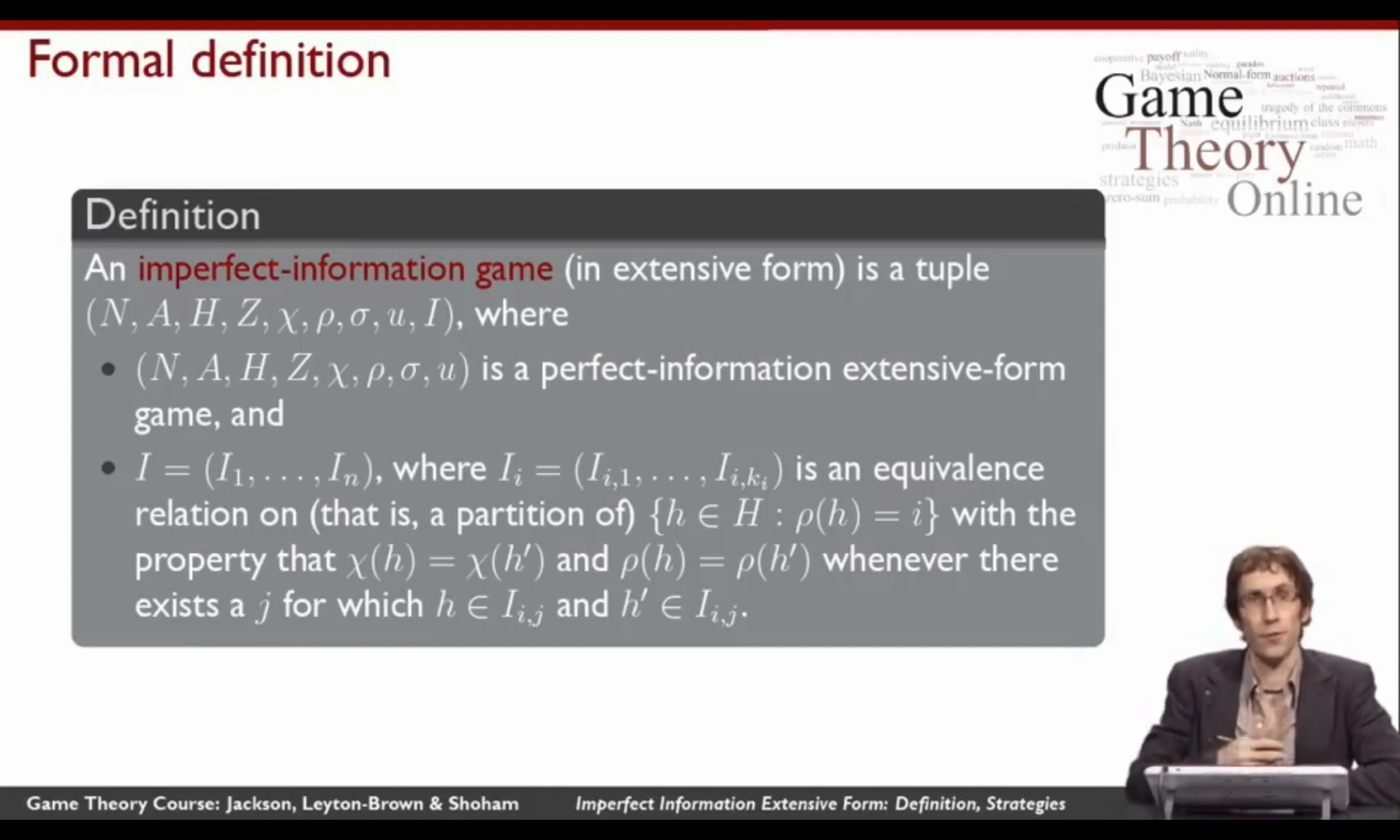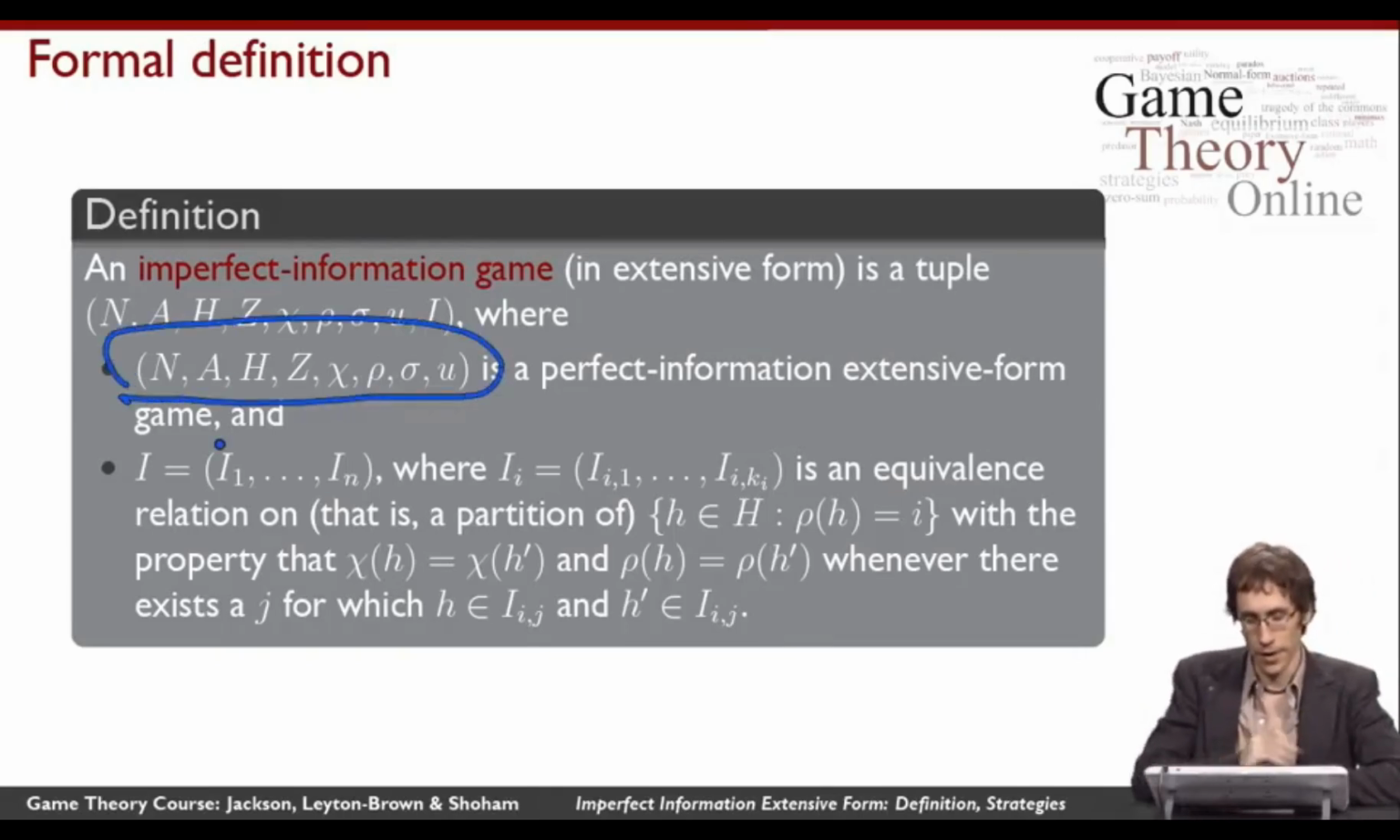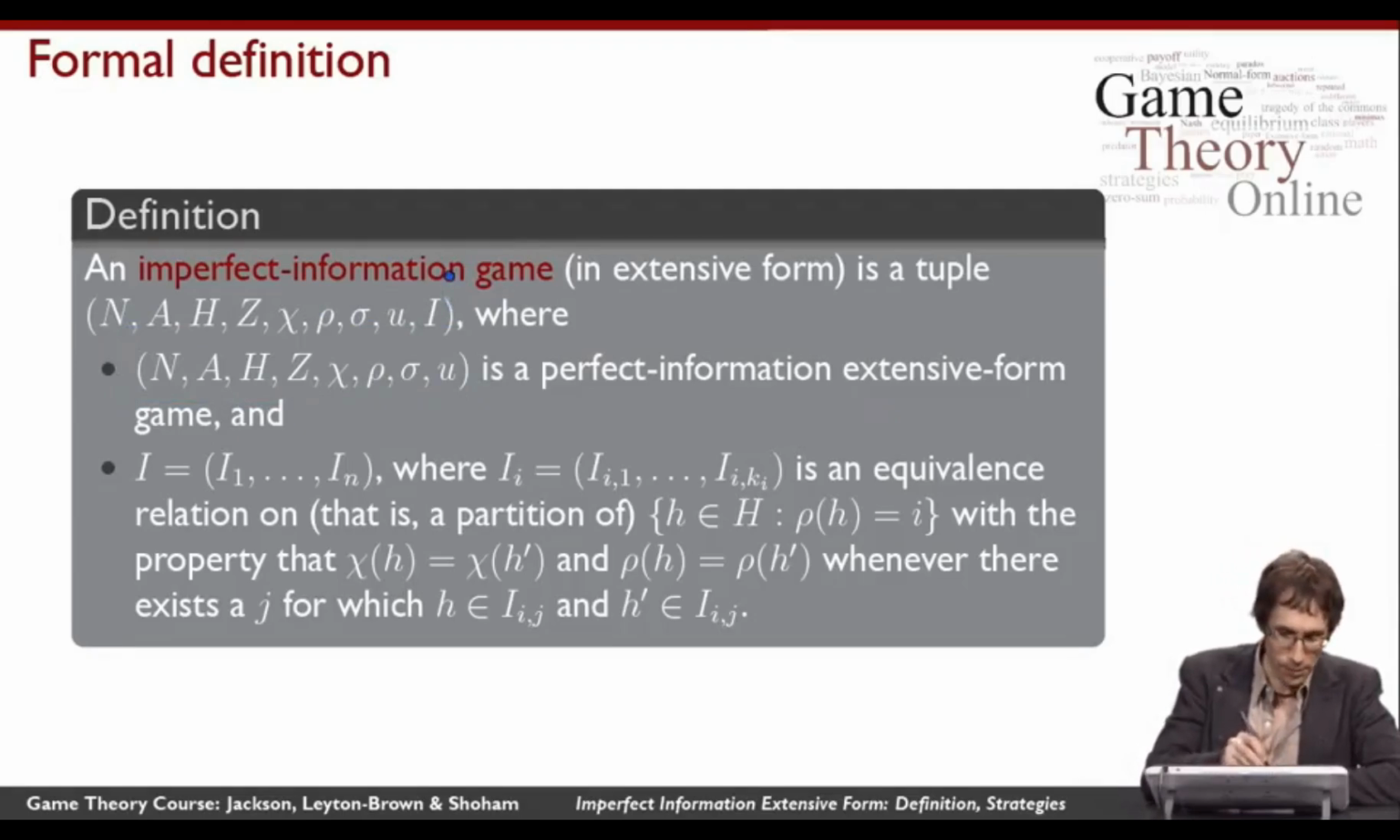So let's say that a little bit more formally. To formally define an imperfect information extensive form game, we start with a perfect information extensive form game, which we've already learned how to define before. And then we're going to add this ingredient of equivalence classes. We're going to add this element I, which is a set of sets of equivalence classes, one for every player. So for player i, we have a set of equivalence classes numbered from 1 to k sub i.